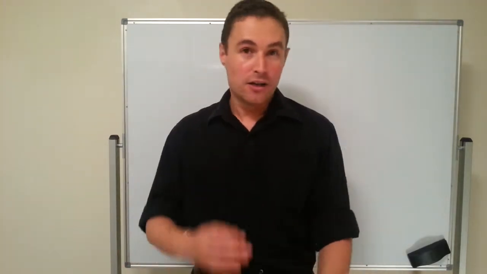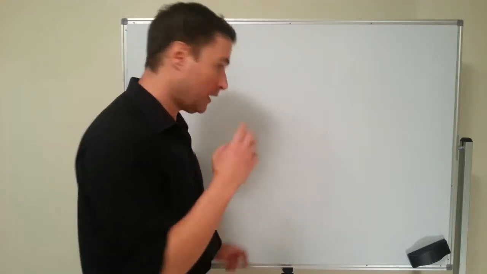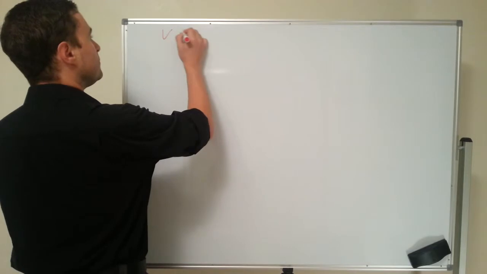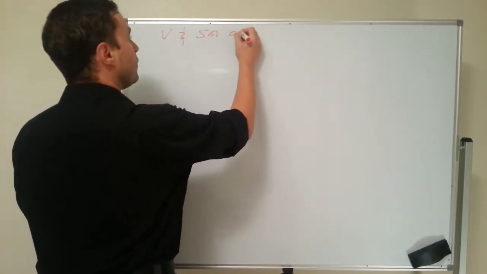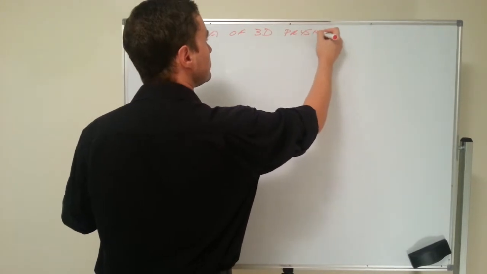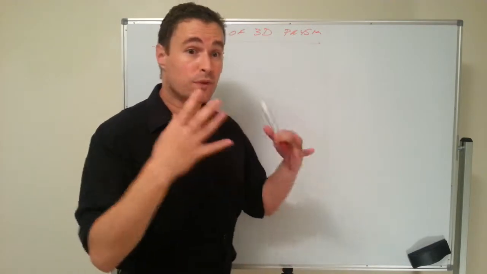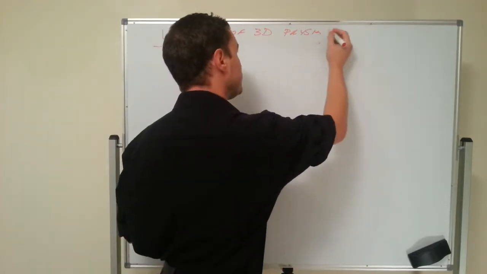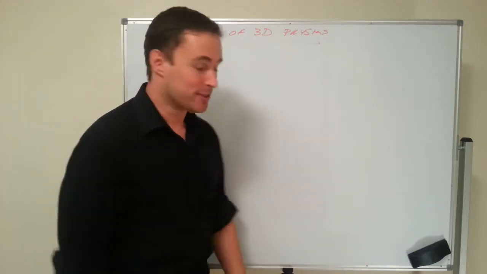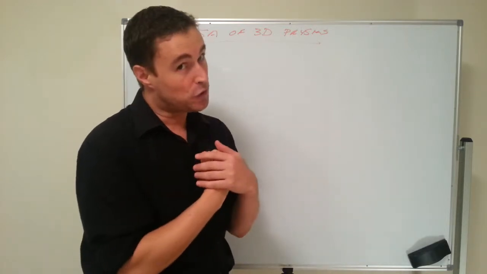Welcome to today's lesson. Today I'm going to look at quickly volume and surface area of 3D prisms. Okay, so not pyramids. So volume and surface area of 3D prisms. Alright, so all that we have to do with 3D prisms, if you've seen the video on the surface area of a cuboid, this helps.